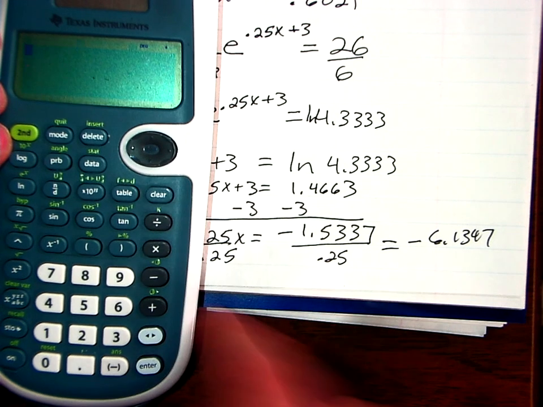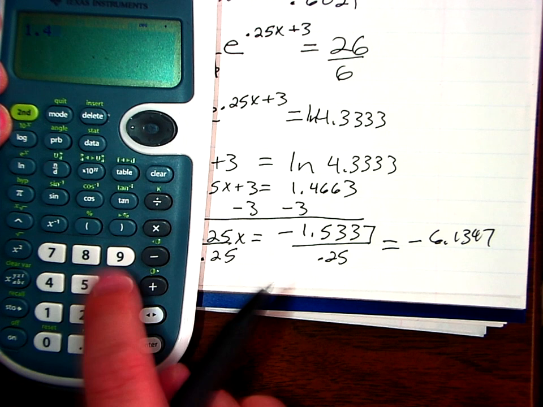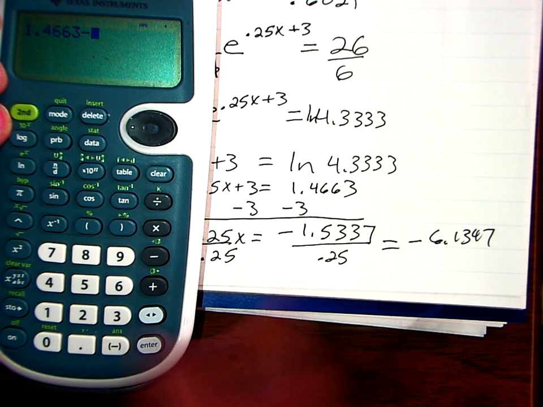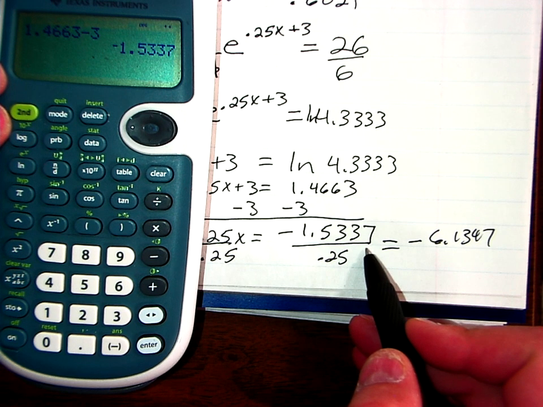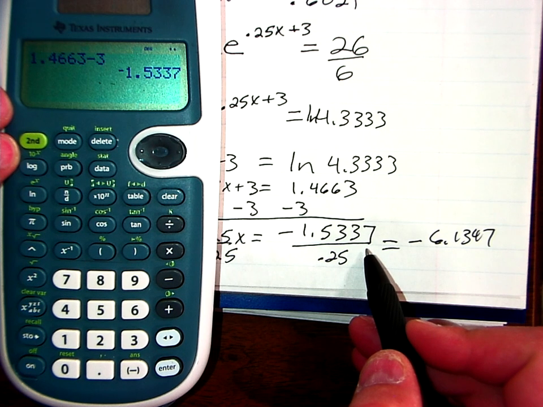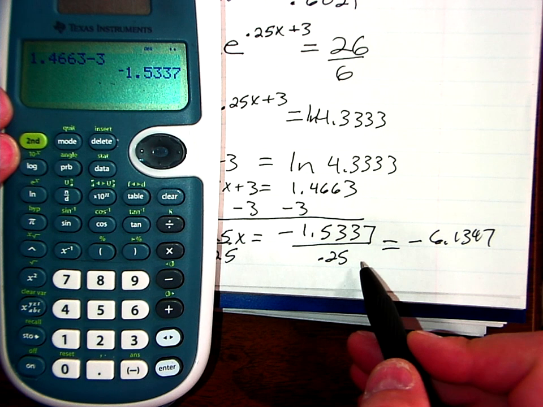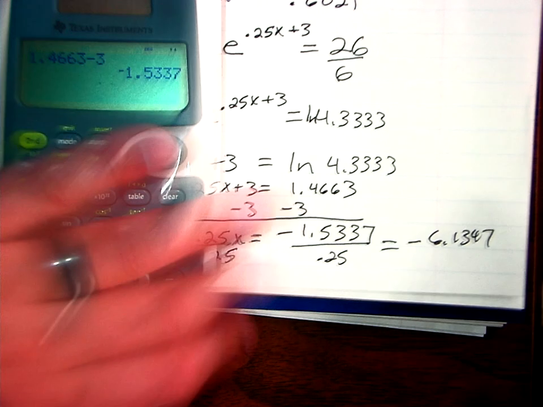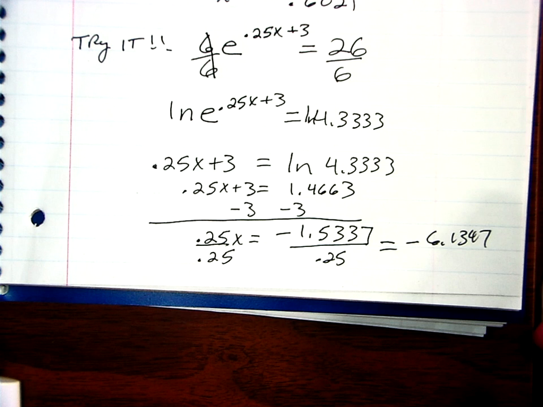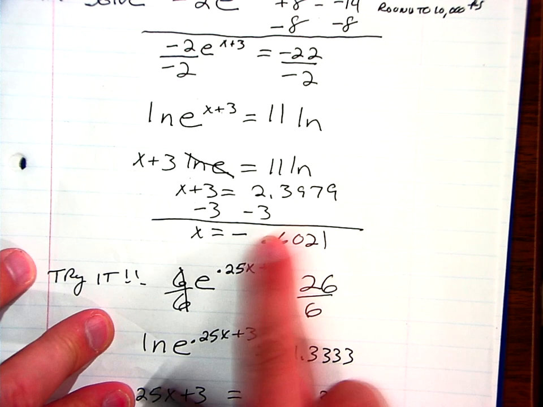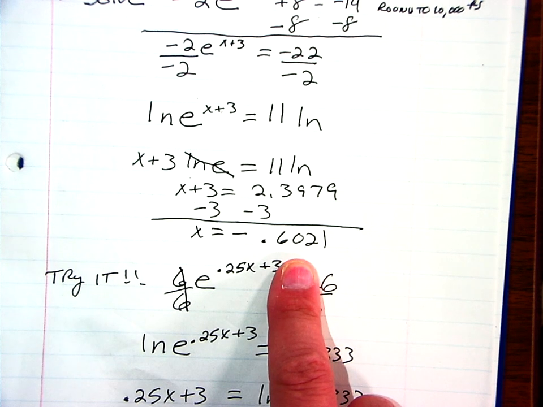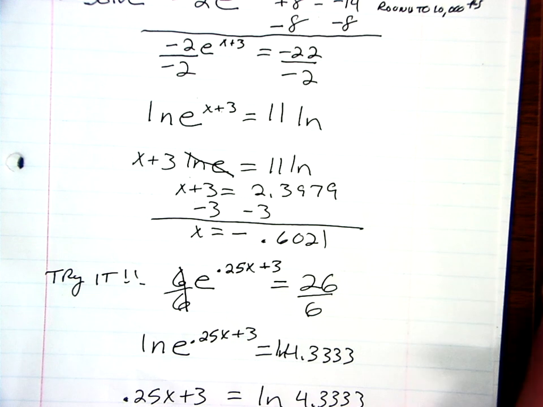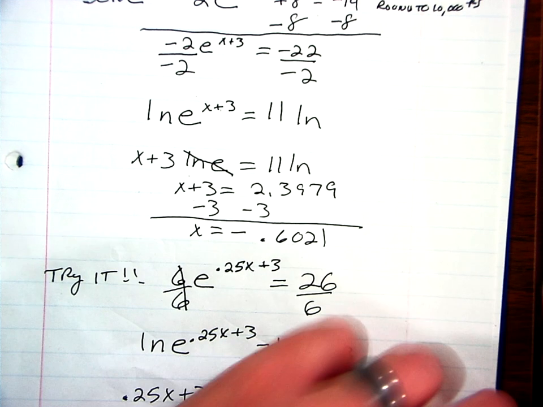Okay, let's clear. 1.4663 minus 3 equals negative 1.5337. Oh, that's why on the last one, it went from 2.3979 to negative 0.6. On the last problem? Yeah. Well, I had 2.3979 and I subtracted 3. Right. Oh, okay.